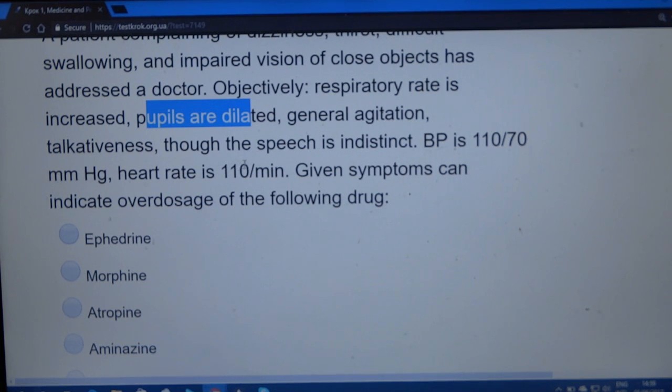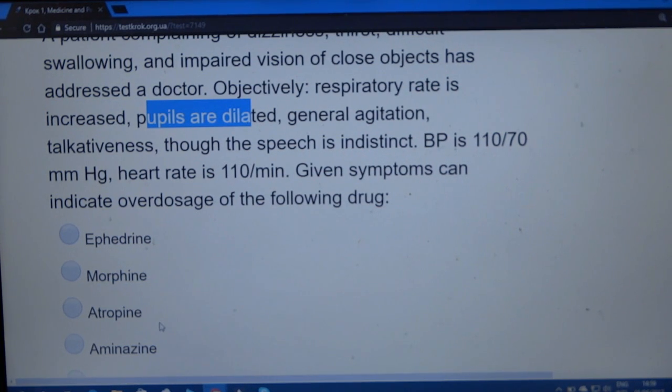The heart rate is 110. So that means an overdose of this thing has actually led to the increased heart rate. And of course, all these other ones also are suggestive of the fact that it is atropine which has been overdosed.